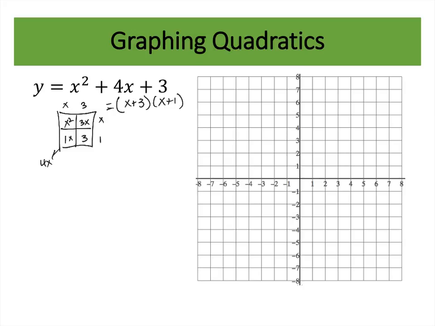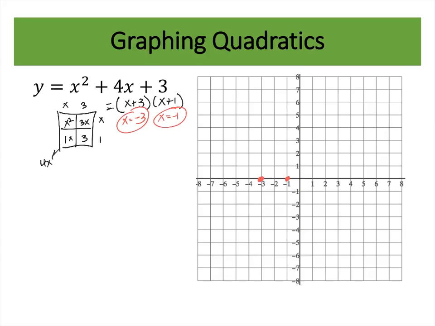And then I'm going to look for what values make that 0. So x equals negative 3 makes that one 0. And x equals negative 1 makes that one 0. So I've got x-intercepts at negative 1 and negative 3.